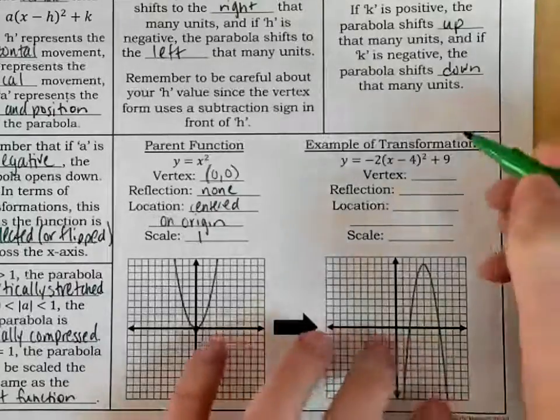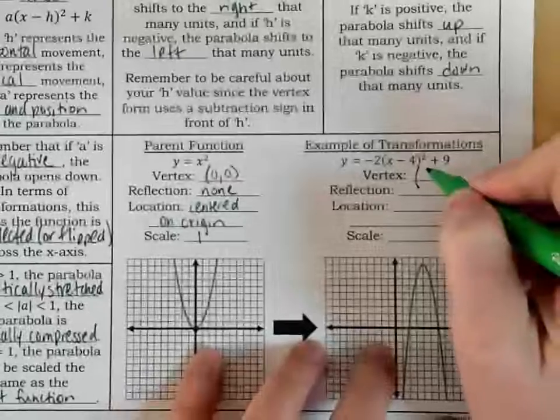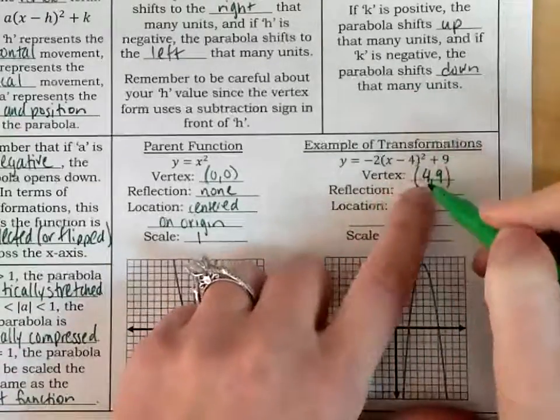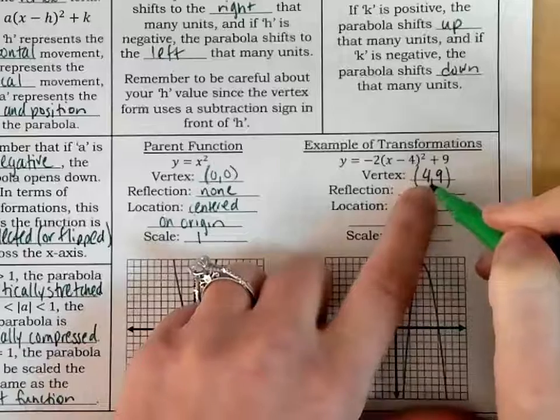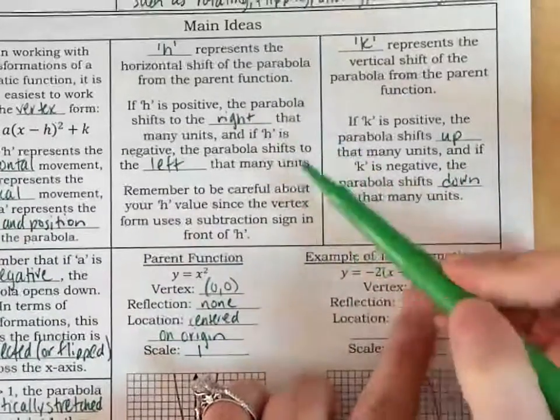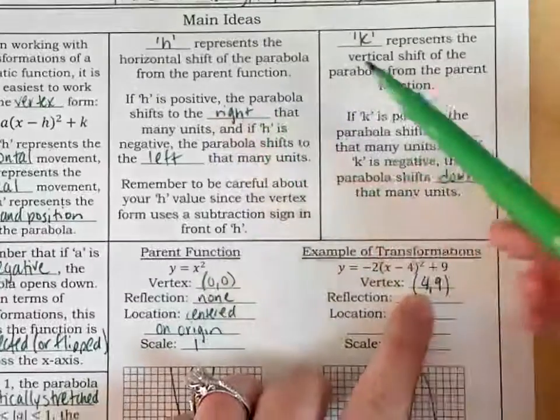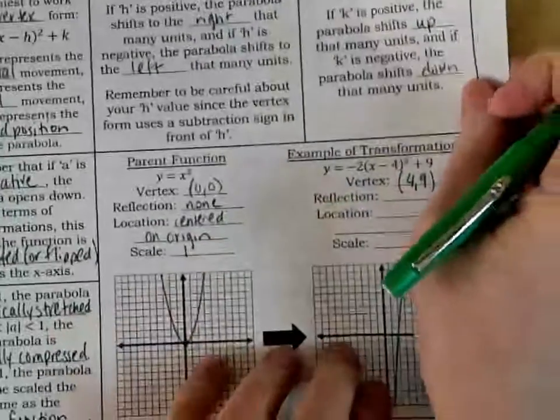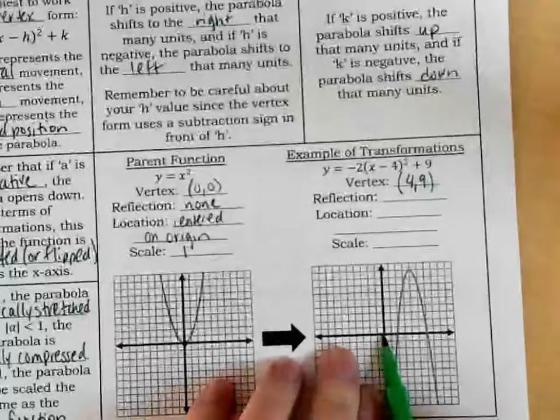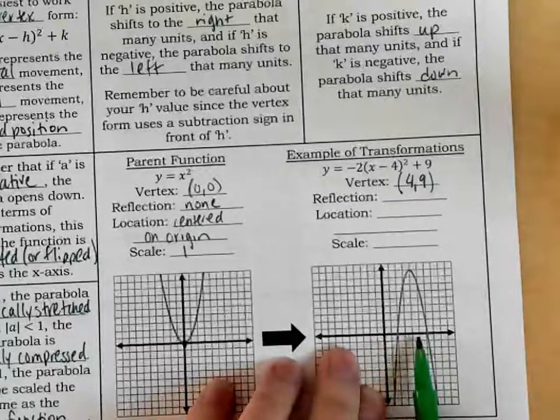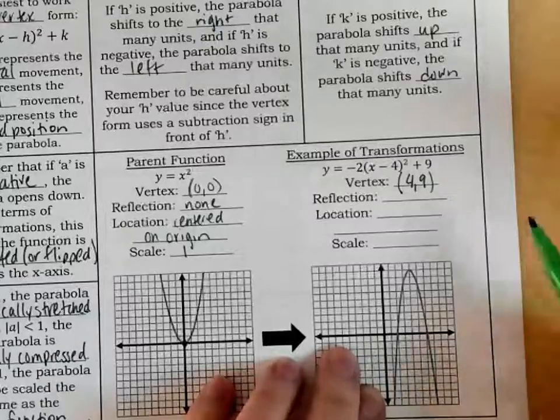So first off, our vertex is going to be at 4, 9, based on that h and that k. Well, if the h value is a positive 4, then according to our transformation, a positive number should move to the right 4 places. And so if you look at my parabola, here was the center point. Now it has moved over here 4 places to the right. So that's one transformation that's made.